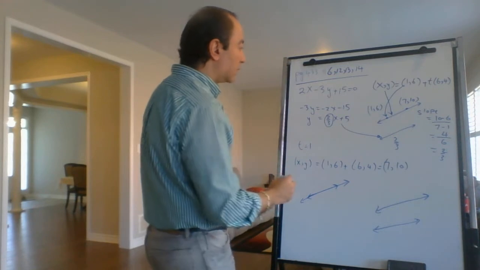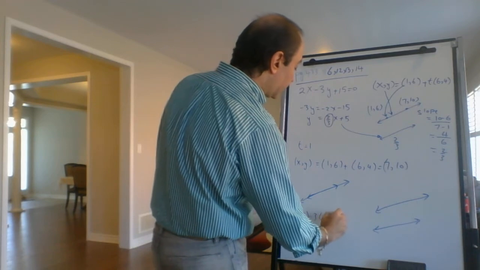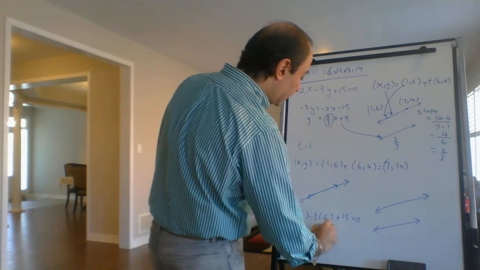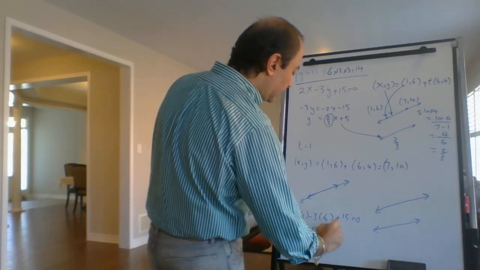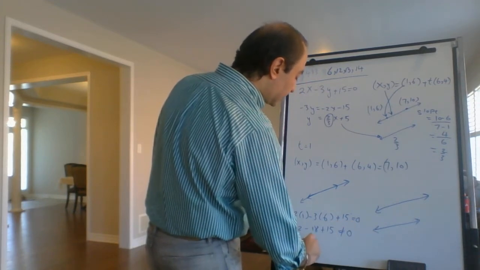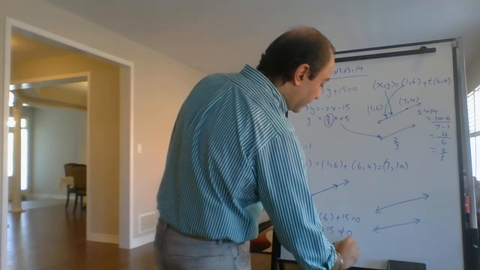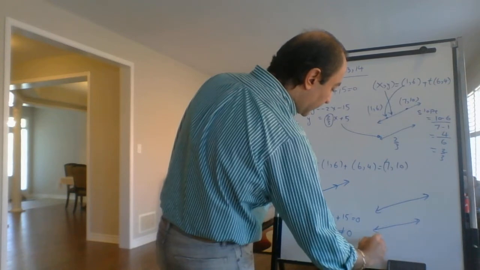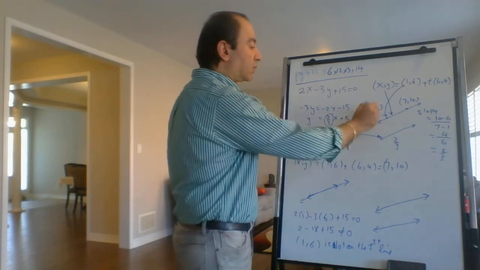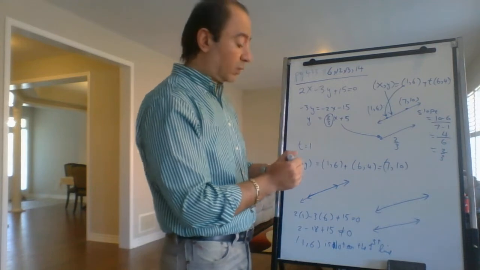So I will put 2 times 1 minus 3 times 6 plus 15. What is that? It's 2 minus 18 plus 15, which equals negative 1, so it doesn't equal 0. That means the point (1, 6) is not on the first line. So those are two different lines because this point doesn't lie on this line, but they have the same slope, so they are parallel. This is number 14.